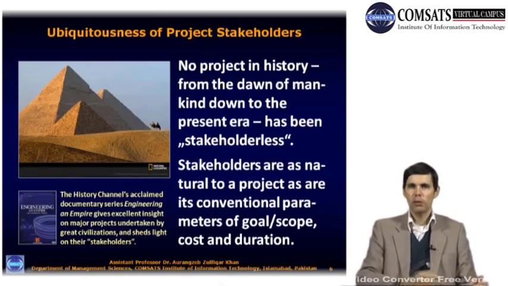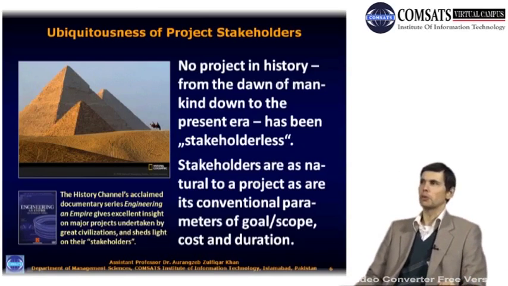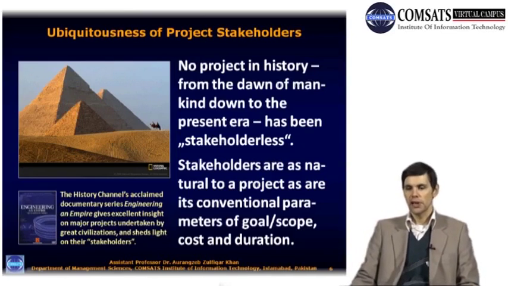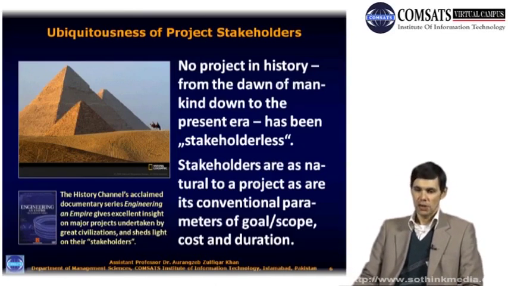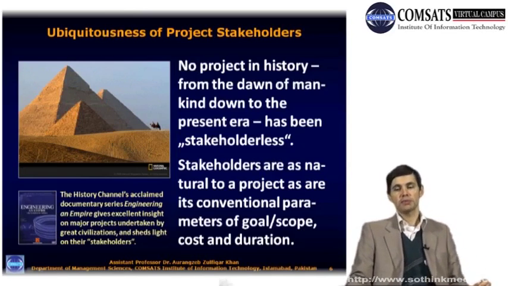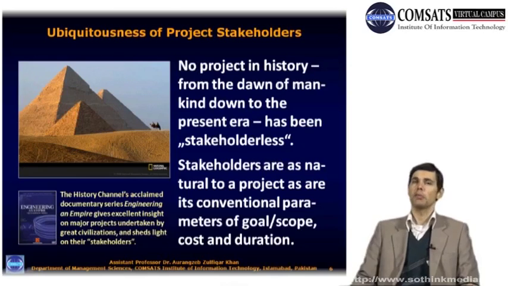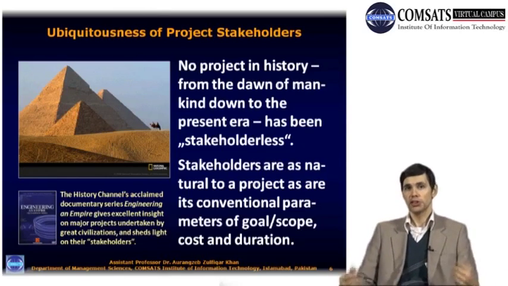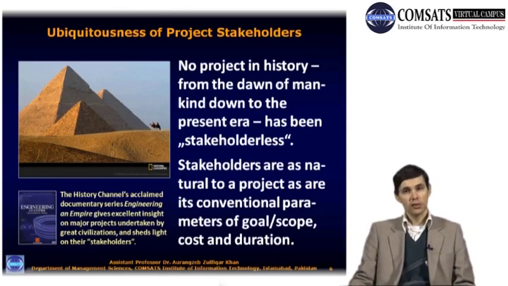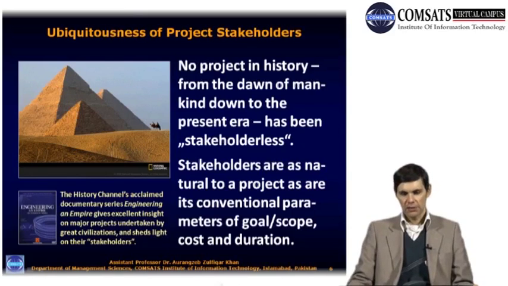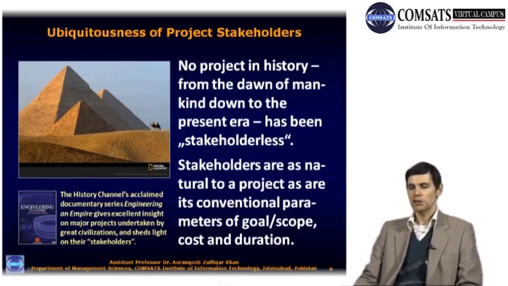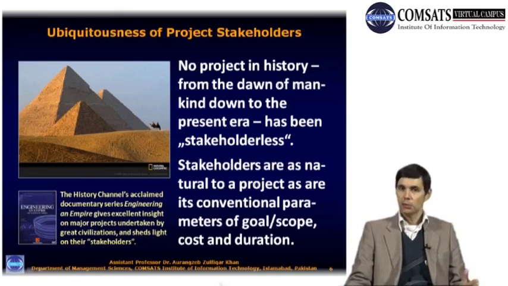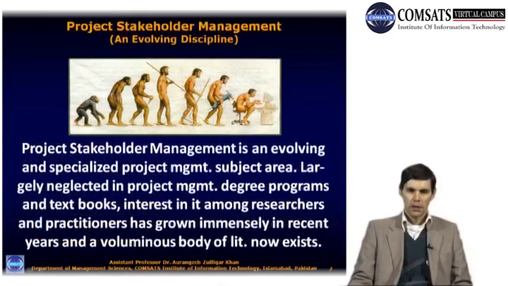Whether it's a small, very, very small project, or whether it's a project of the type which we just looked at, mega projects in construction or civil engineering, there is no project which has no stakeholders. So stakeholders are as natural to a project as are the conventional parameters of a project, and the conventional parameters are the goal, the scope of a project, which leads towards the goal, the cost of a project, and the duration of a project. What we call the triple constraint, the scope, the cost, and the duration. These are in every project, but also in every project you have got stakeholders.